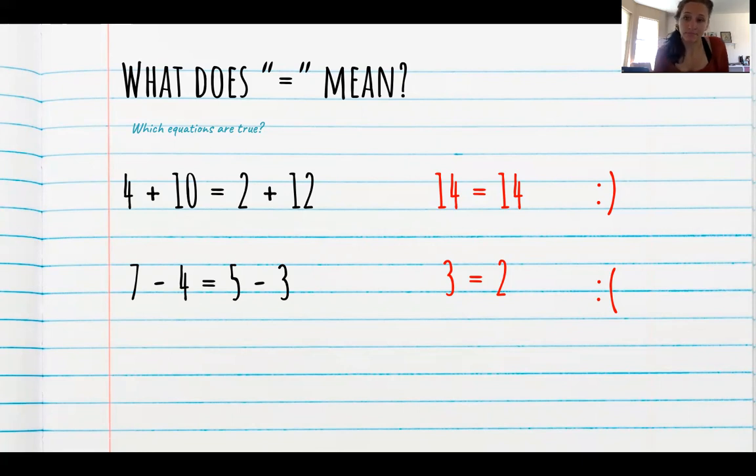And last one. 9 minus 6, is that the same as 3 plus 3? I think 9 minus 6 is 3, last I checked. And 3 plus 3 is 6, so let's check to see if those are the same. Here I have 3 equals 6. Those are not the same. Give my face a frown face.